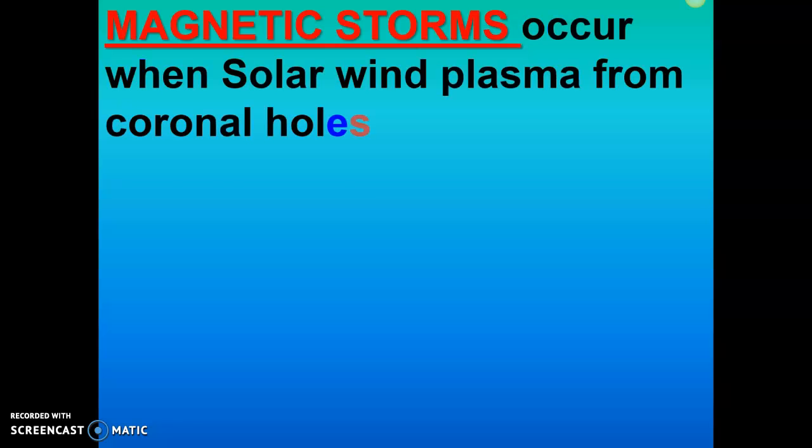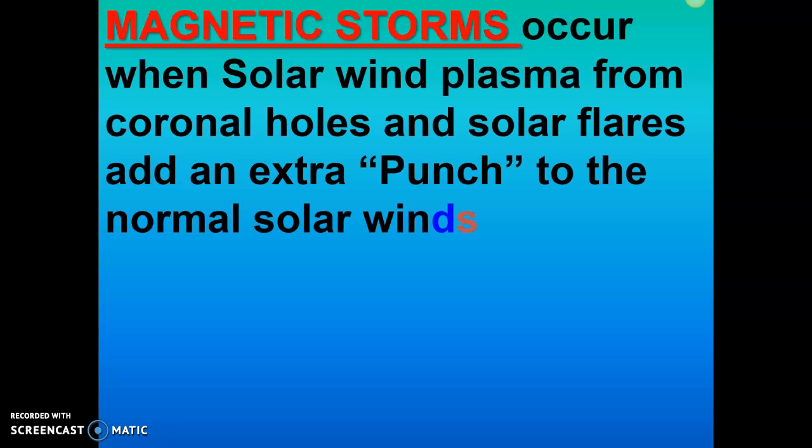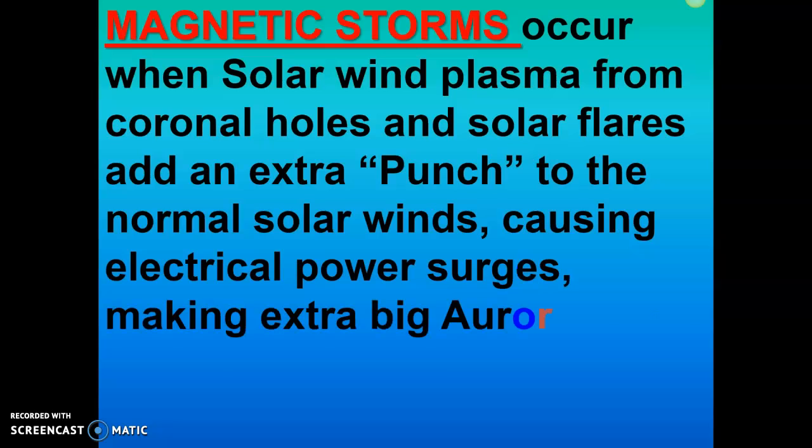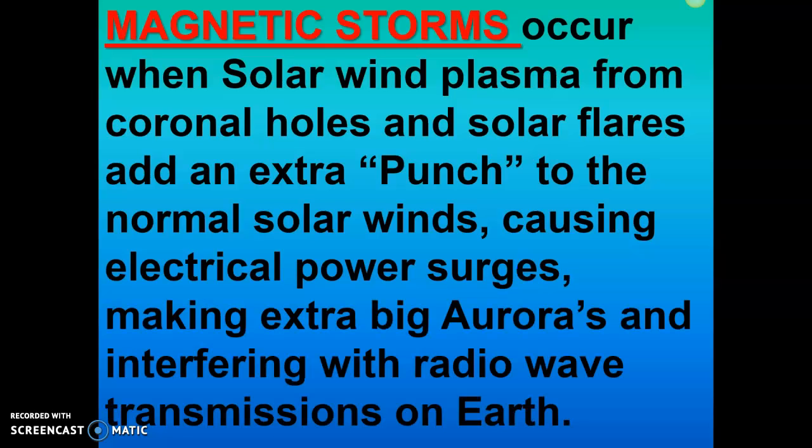Magnetic storms occur when solar winds, the plasma from the coronal holes, adds an extra punch to the normal solar winds, causing electrical power surges, making extra big auroras, and interfering with radio wave transmissions on Earth. People who are ham radio operators, the high frequency AM, that can bounce their radio waves off the ionosphere and back down and off it and back down again to talk to people all around the Earth. When you get these huge magnetic storms, it interferes with their frequencies as well.